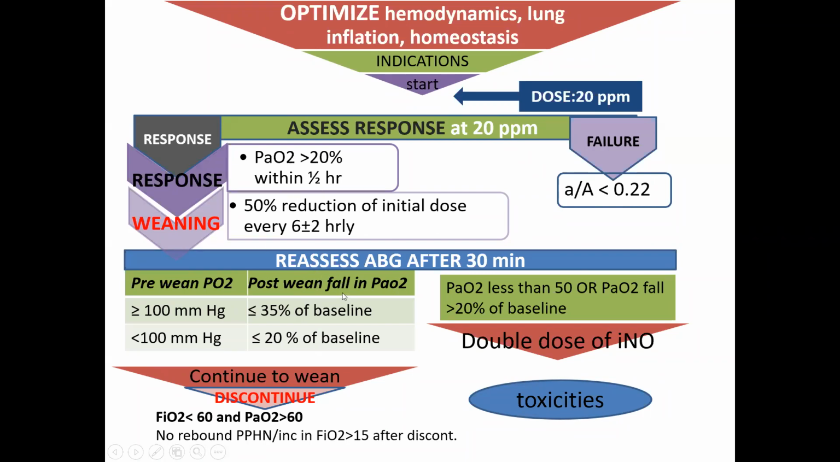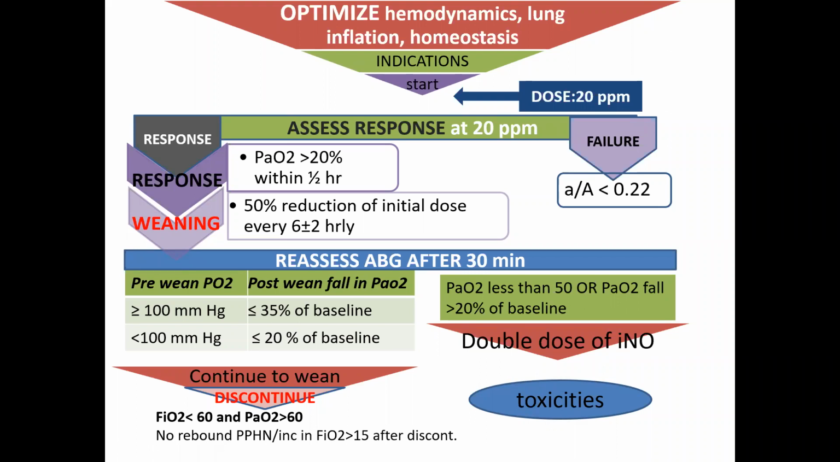response to nitric oxide as evidenced by an increase in PaO2 at half an hour after initiation, then one starts weaning gradually. At every step, one has to look for any rebound hypoxia as evidenced by more than 20 to 30% fall in the PaO2 after the iNO has been tapered down. So if the PaO2 is less than 50, or if the PaO2 fall is more than 20% of the baseline, then one has to actually step up back to the previous dose, or maybe even double up the dose of nitric oxide.